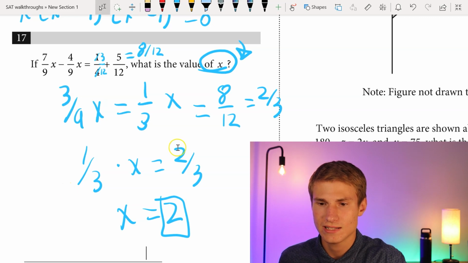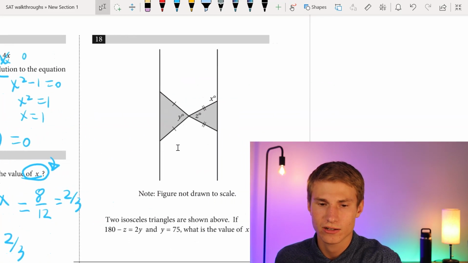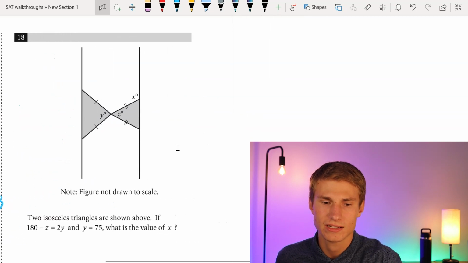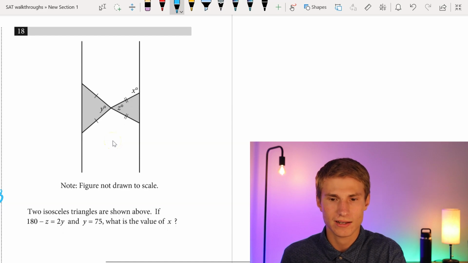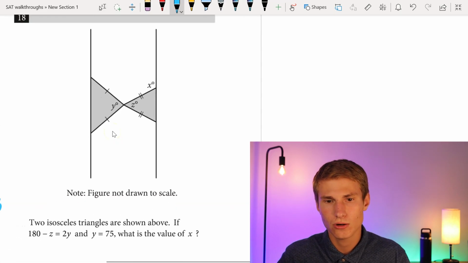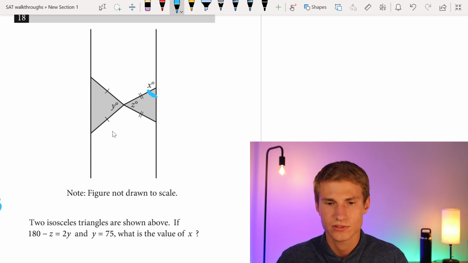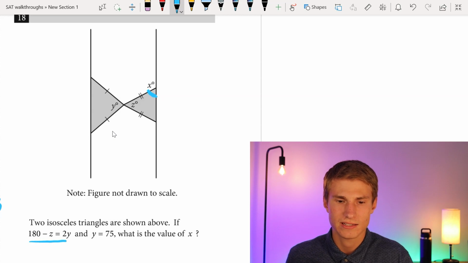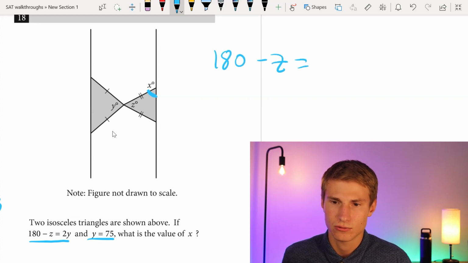All right, moving on to number 18. We've got another one dealing with triangles. Two isosceles triangles are shown above. If 180 minus z is equal to 2y and y is equal to 75, what is the value of x? We're looking to solve for x here. To do so, we need to end up solving for this angle that I'm putting in blue. We know that 180 minus z is equal to 2y, and y is 75. So 2 times 75 is 150. So I'll have 180 minus angle z is equal to 150.